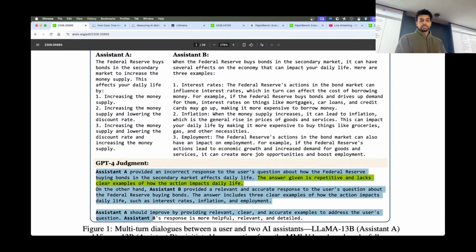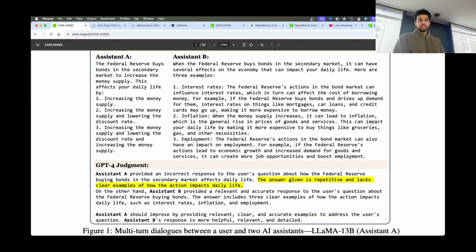Here you see that it says assistant B's response is more helpful, relevant, and detailed. These LLM judges have similar biases to reward models: they prefer longer responses, they prefer responses generated by their own model family, and so on. So it's hard to trust these things.